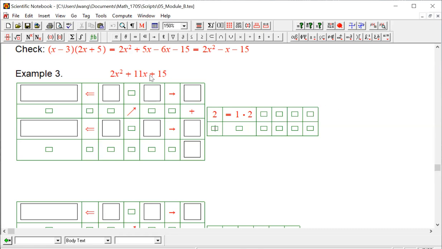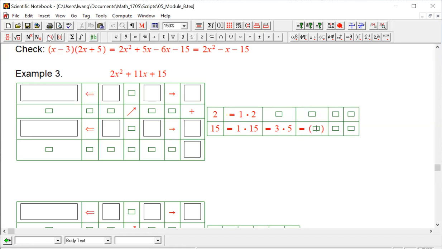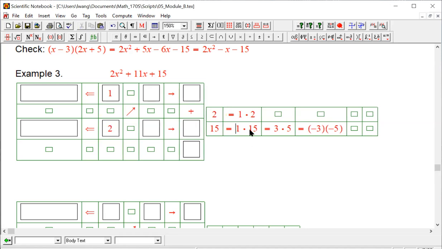This time it is a positive 15. Positive 15, of course, equals 1 times 15. It equals 3 times 5, 5 times 3, negative 3 times negative 5, negative 5 times negative 3, and so on and so forth. There are all these options. So we start trying from the simplest. Which option can we try? We can try 1 times 15, right?